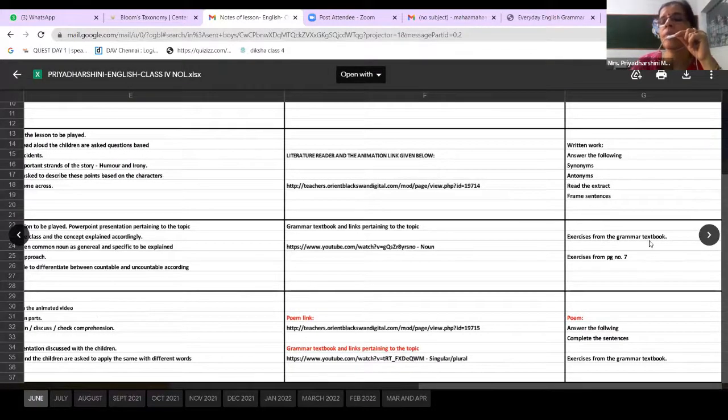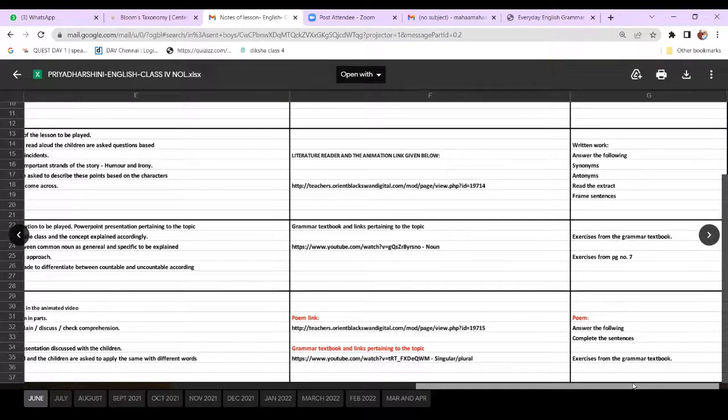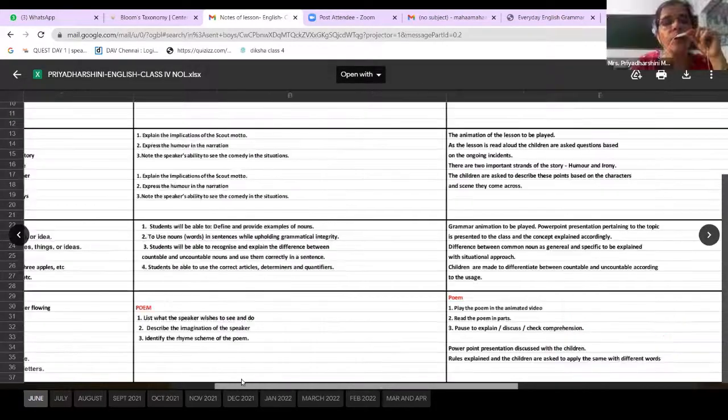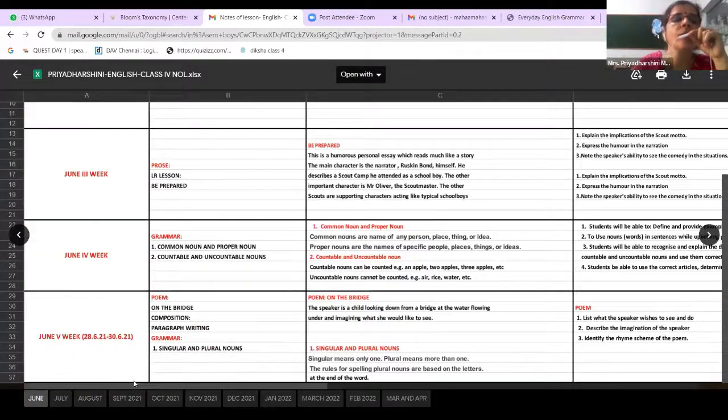Then exercises from the grammar textbook. You can create your own worksheets also for this. And you can also include an art integrated activity for that particular topic if you have. Okay, but for the art integrated activity, you check with your parallels. You decide for which topic you can give the art integrated activities. We are having two terms, term 1 exam and term 2 exam, so you are supposed to do 2 activities. Okay, you can decide with your parallels, and you can give the activities also.